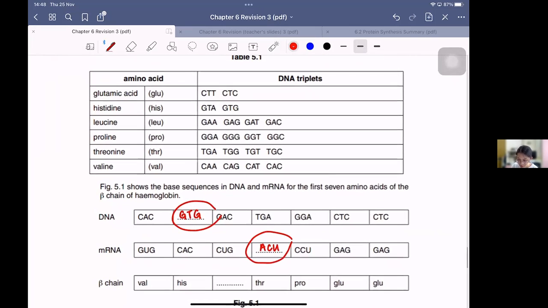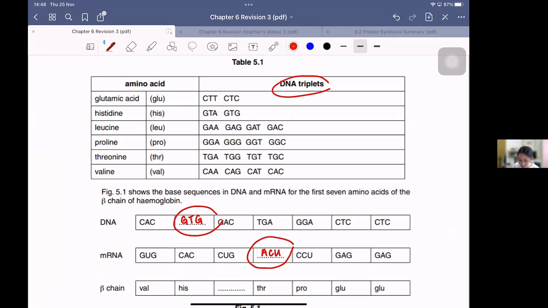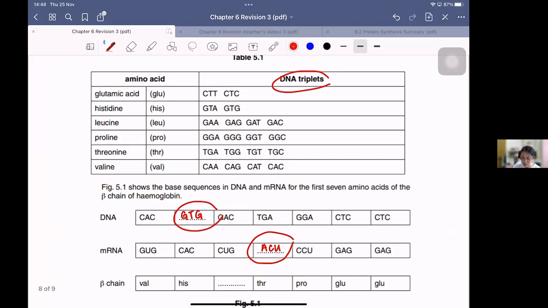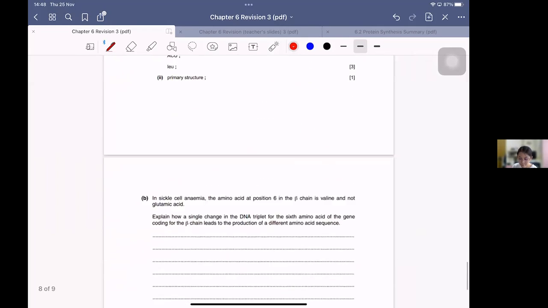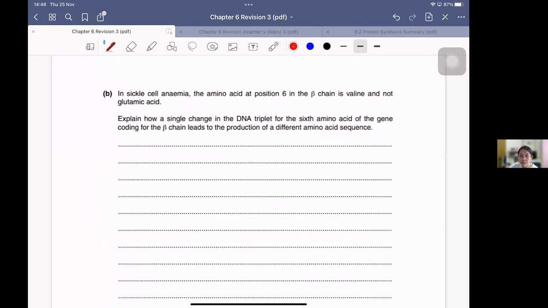Because for this, it's the DNA triplets. So for the DNA triplets, we know that GAC is leucine over here. So it's actually leucine. So let's take a look at this question. In sickle cell anemia, the amino acid at position 6 in the beta chain is valine and not glutamic acid. Explain how a single change in the DNA triplet for the 6th amino acid of the gene coding for the beta chain leads to the production of a different amino acid sequence.